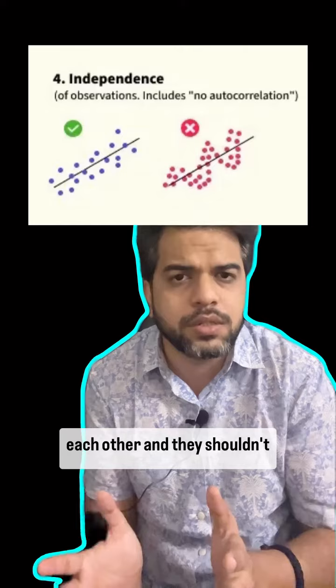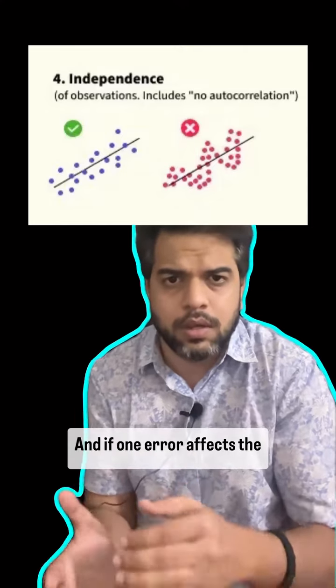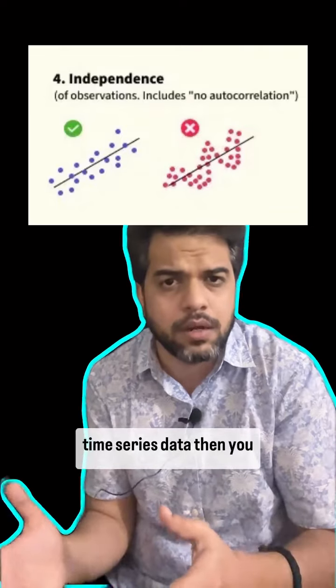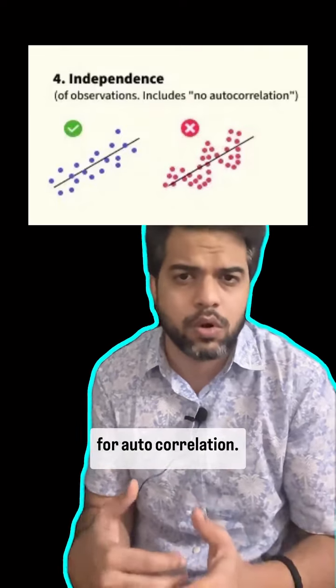The fourth one is the independence of errors, which means that the errors in a way shouldn't be related to each other and they shouldn't be talking to each other. And if one error affects the next one, like we have in time series data, then you might need to adjust the data for autocorrelation.